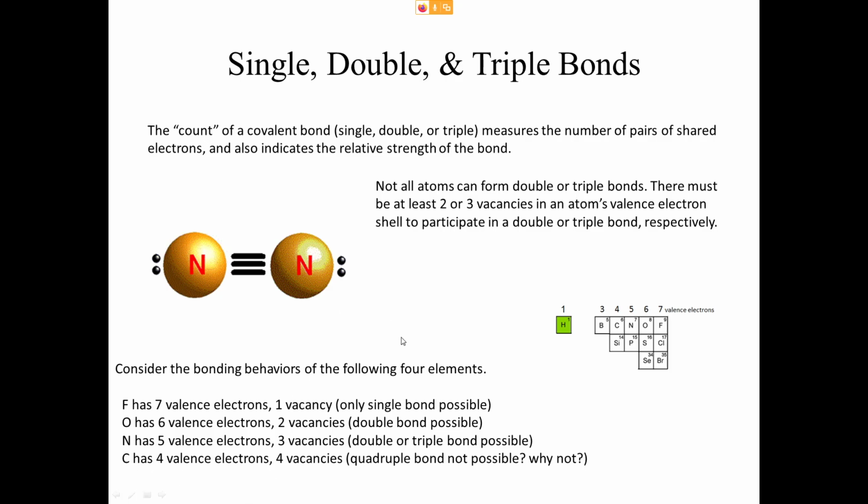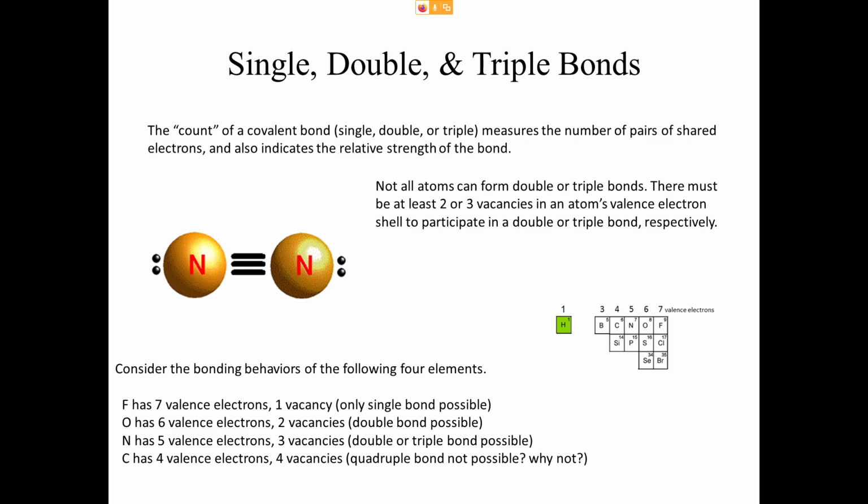It could make 4 single bonds. It could make 2 single bonds and a double bond. That still adds up to 4. It could make 2 double bonds. That still adds up to 4. It could make a triple bond and a single bond at the same time. That also adds up to 4. But it can't make something called a quadruple bond. It's just not physically possible. And let's see why that happens.